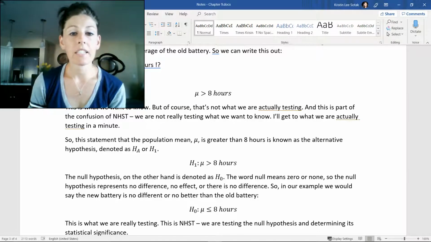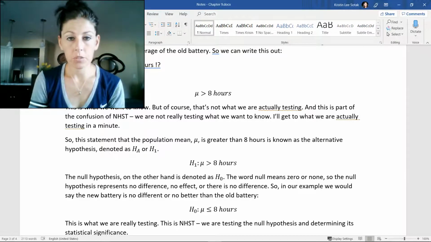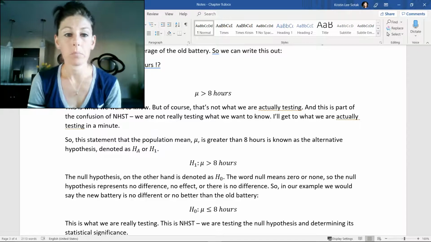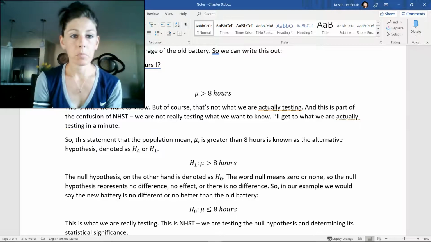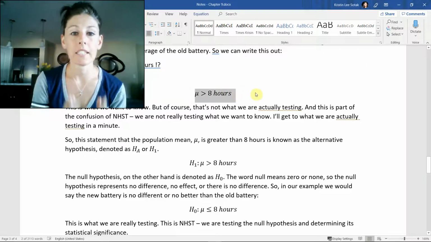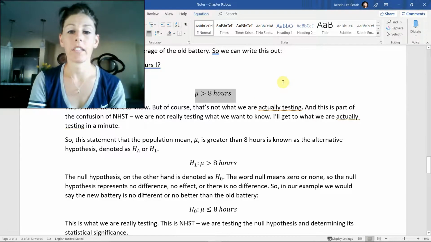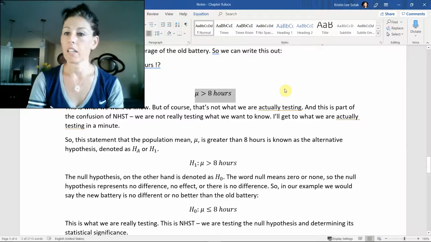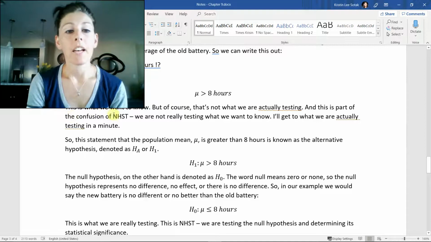So another way of writing this is mu, right? What's mu? That's what we're interested in, the true population parameter, the true average battery life of the new cell phone. So I'm just literally replacing 8 hours and 29 minutes with mu. So this is just a different way of writing this. This is what we're interested in knowing: is that mean value, the average cell phone battery life of our new phone, greater than 8 hours? Because if it is, then we can advertise that we have a better new phone, and that it lasts longer. So that's what we want to know.